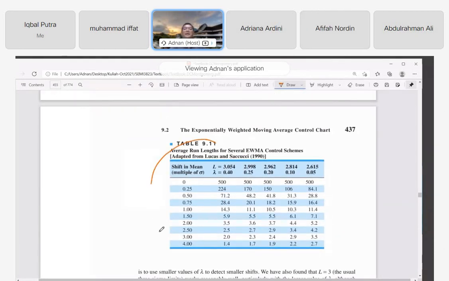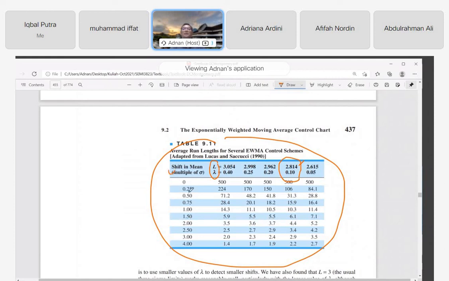This table provides you a guideline on how to select the L and lambda. If you select, for example, lambda equal to 0.1, then the L will be this one. This is recommended by researchers Lucas and Saccucci, who have done a lot of experiments on this. It shows the average run length for several EWMA control chart schemes, depending on what shift you would like to detect.